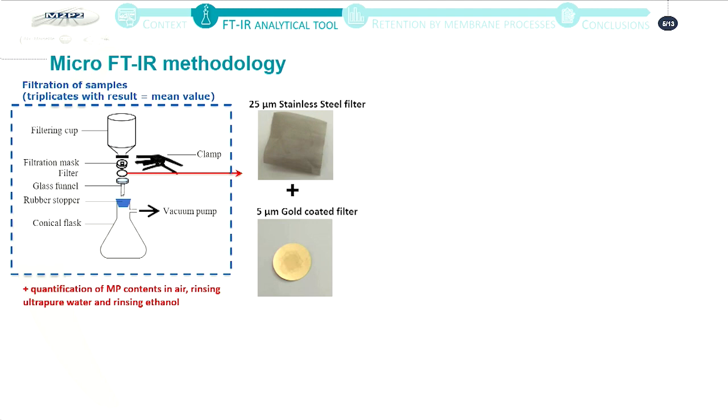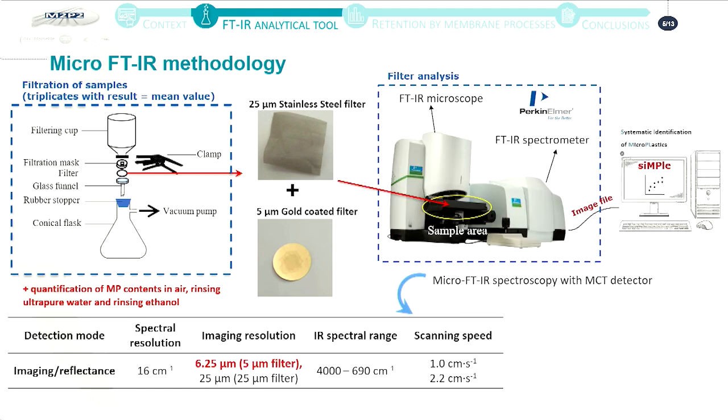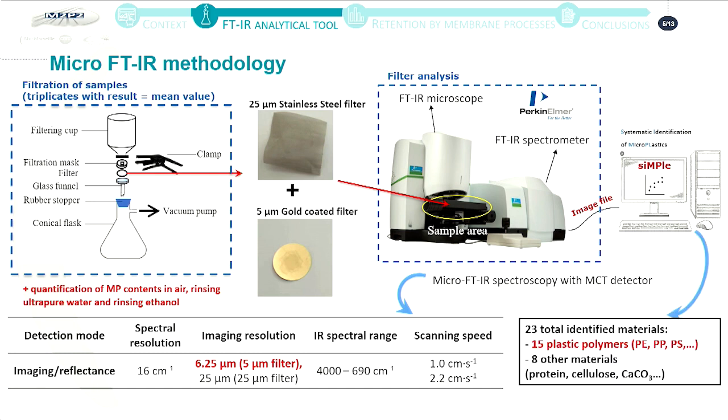The samples were first filtrated through a 25 micrometer stainless steel filter, followed by a 5 micrometer gold-coated filter, and both filters go to the FTIR microscope provided by Perkin-Elmer, using a reflectance mode and a 6.25 micrometer pixel resolution. Then the FTIR image file goes to a freeware called Simple, and this software can identify 23 materials, among which 15 plastic polymers.